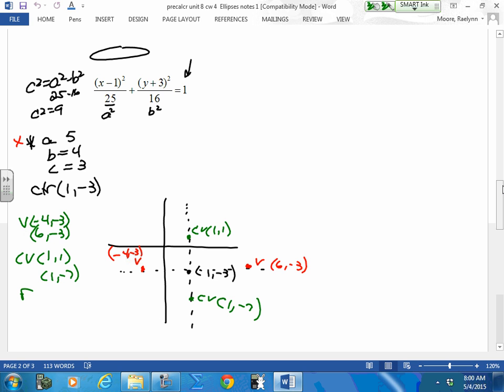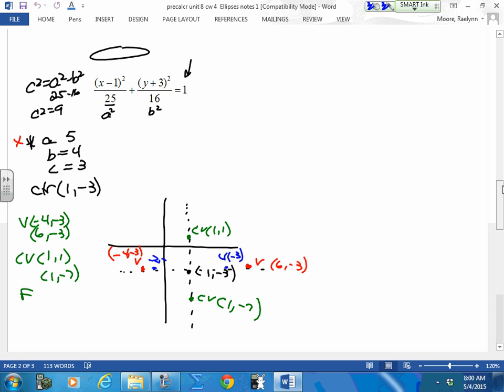And now we're going to find your foci points. Your foci moves C, and it's always inside your ellipse. So, C, we're going to add 3, and we're going to go which way? Up and down or sideways? Sideways. We're going to your major axis. So if I add 3 to 1, what do I get? 4, negative 3. If I subtract 3 from 1, what do I get?